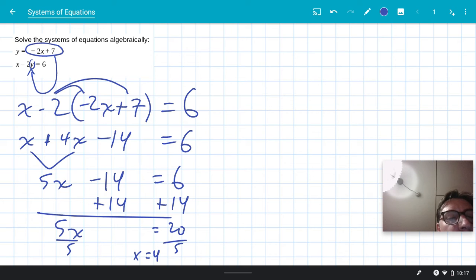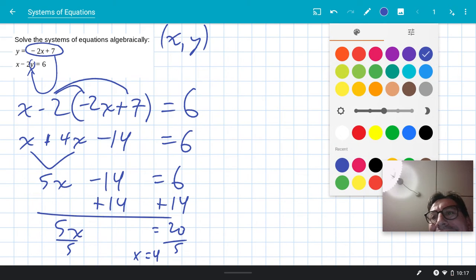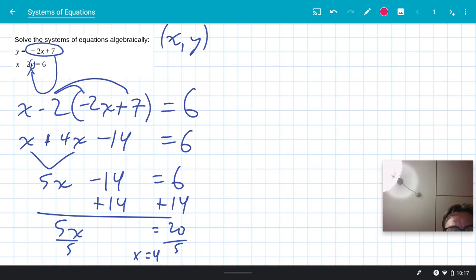Okay, so I have x equals 4 here, but the idea is that if these are two lines, they intersect at a specific point, I want that point, and that point is x comma y, and all I have is x. So how do you think we're going to find y here? Yeah, we're going to substitute this back in to one of the equations. Which equation should we use? It actually doesn't matter. Okay, I can substitute this back in to either one.